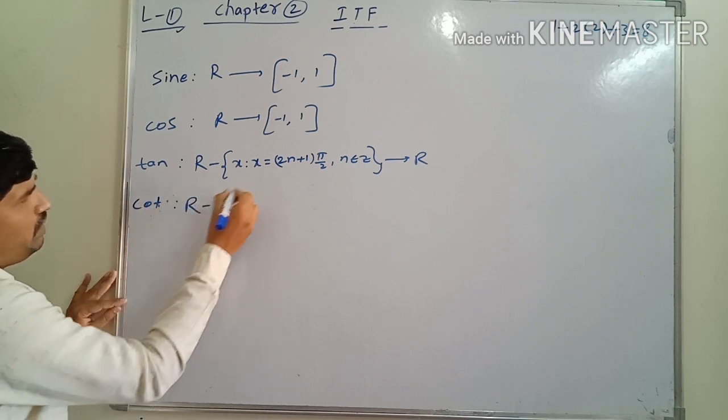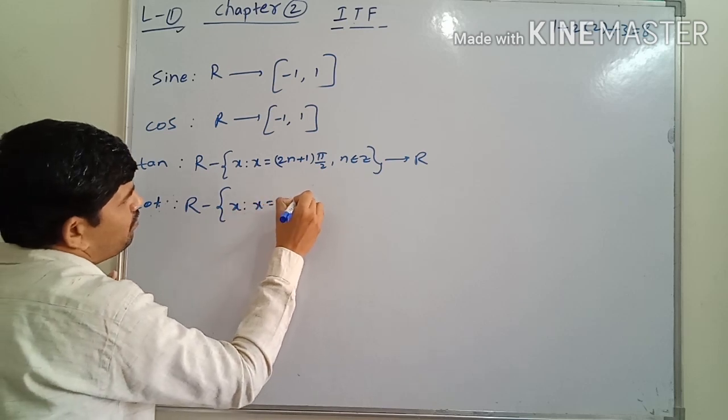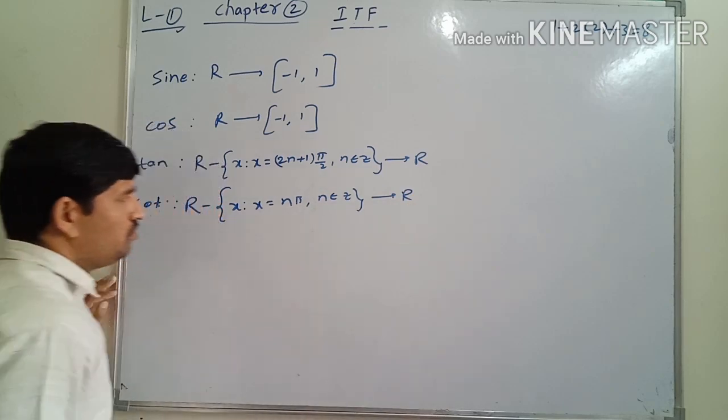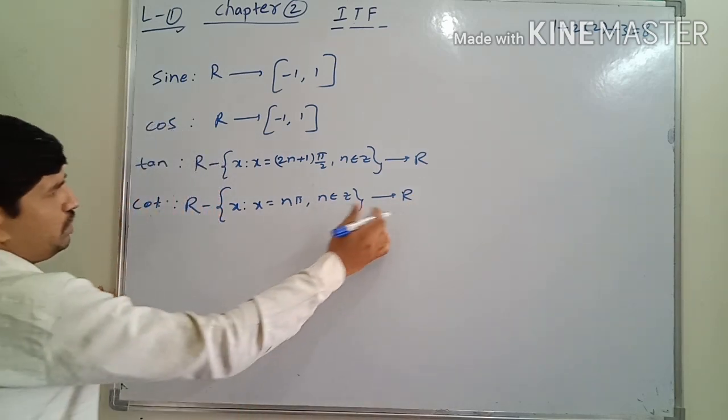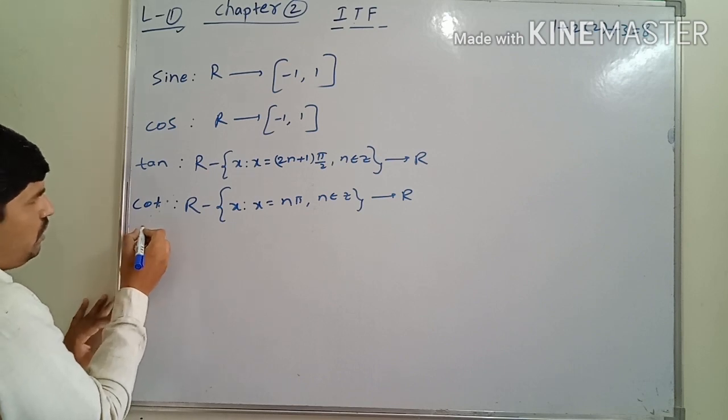The cot function is R minus, again I will write, x such that x is equal to n pi, n belongs to Z. Yes. And R minus. Okay. Next, the range tends to R.